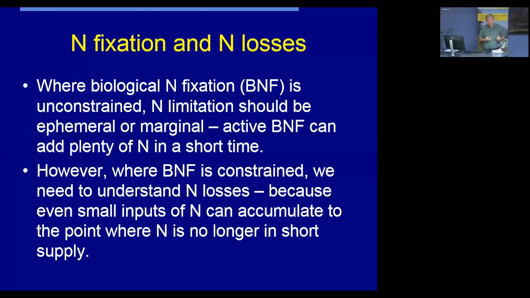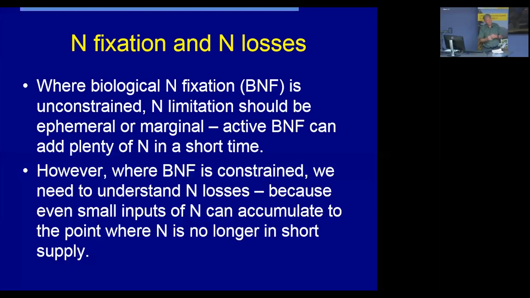If you don't have losses of nitrogen from that system, the nitrogen will just keep accumulating to where even the slow turnover of a large pool will provide more than enough nitrogen in the system. So for nitrogen to constrain ecosystems, biological processes in ecosystems, you have to both constrain biological nitrogen fixation and you have to have losses of nitrogen that the system, for whatever reason, cannot control.